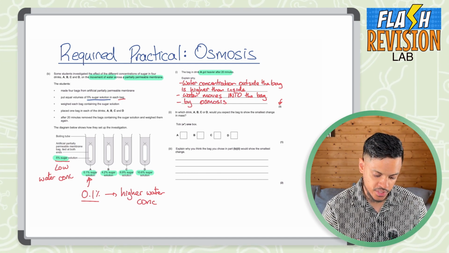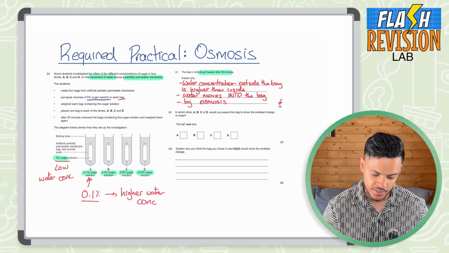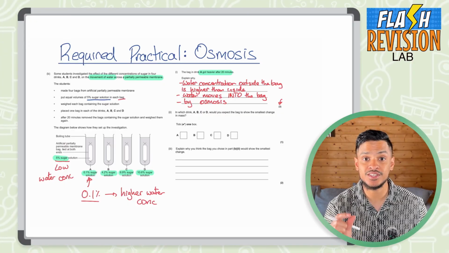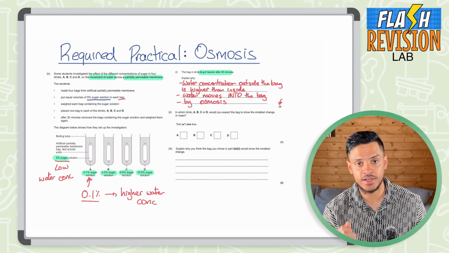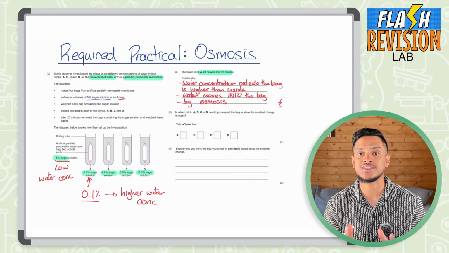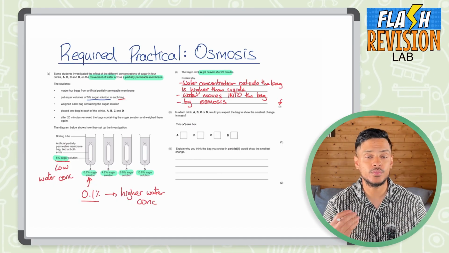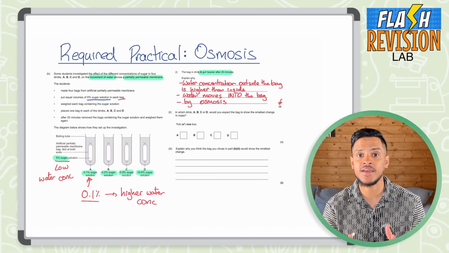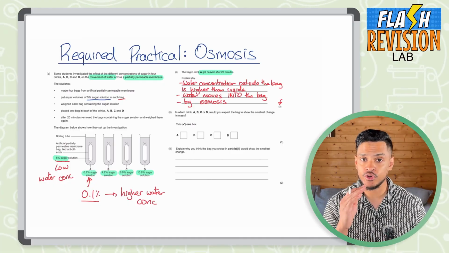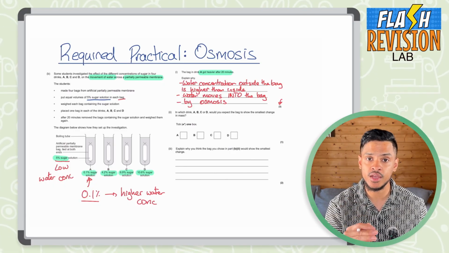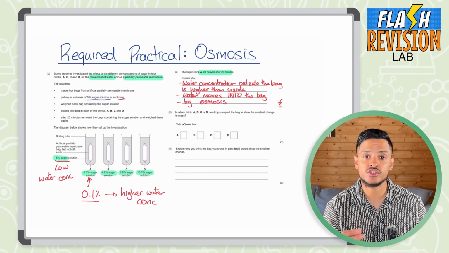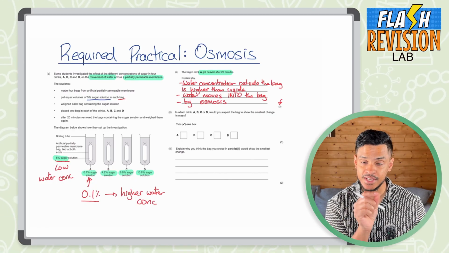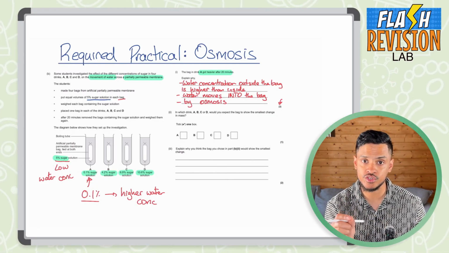Second part, which drink, A, B, C, or D, would you expect the bag to show the smallest change in mass? So what you need to think of here is those factors that affect diffusion. Remember, osmosis is a type of diffusion. And we said concentration gradient affects the rate of diffusion. If your concentration gradient is smaller, diffusion happens slower. What does concentration gradient mean? Concentration gradient means the difference in concentration between the 2 areas.